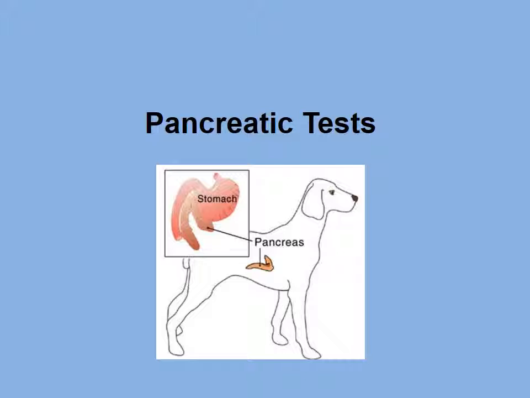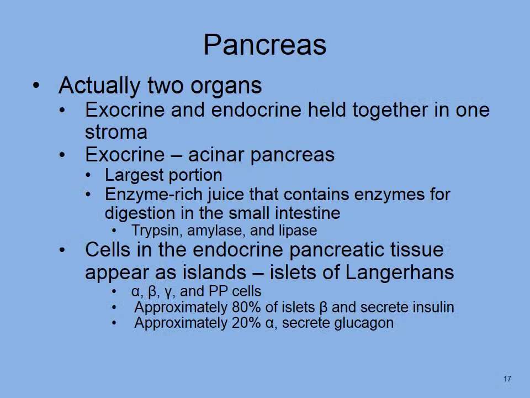Let's talk about the pancreas here. Very interesting organ. The pancreas is actually two organs in one. You've got the exocrine pancreas and the endocrine pancreas, and they're held together in one stroma or body. The exocrine pancreas is also called the acinar pancreas. It's the biggest part of the pancreas.